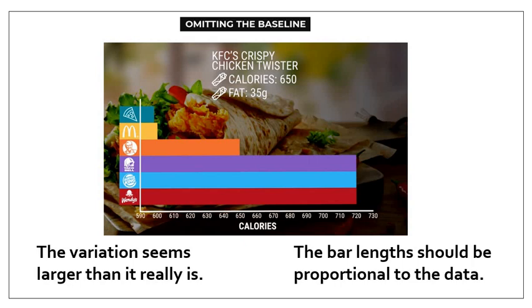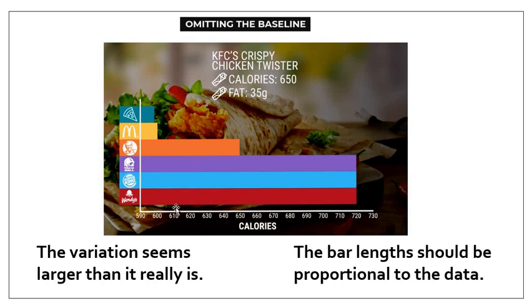Here's another example where we've omitted the baseline. Here we have a horizontal bar graph, and these bars are representing the number of calories in different meals. And it looks like the calories in a Wendy's meal or a Taco Bell meal would have twice that as Kentucky Fried Chicken, or maybe 6 times as that as McDonald's, or 6 times as that as pizza.